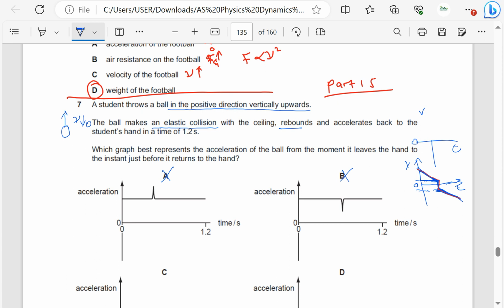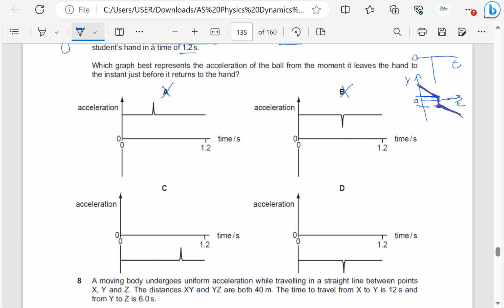So it means the acceleration must be negative. It rebounds and accelerates back to the student's hand in a time of 1.2 seconds. Which graph best represents the acceleration of the ball from the moment it leaves the hand to the instant just before it returns to the ground?